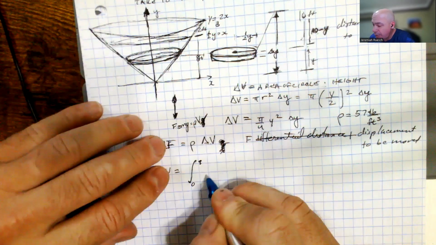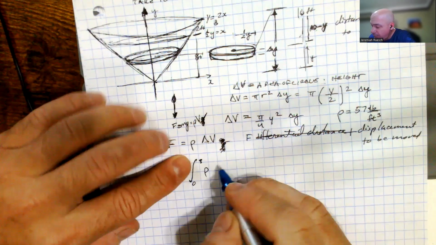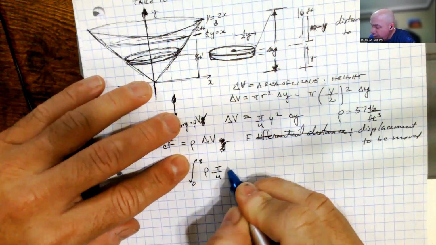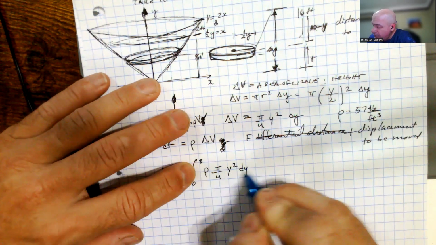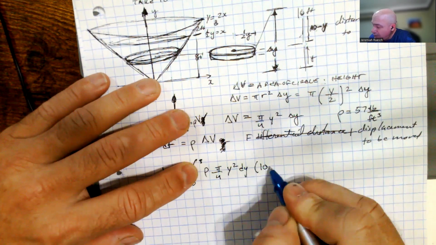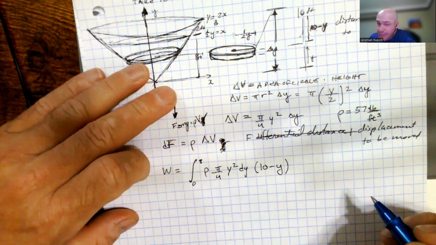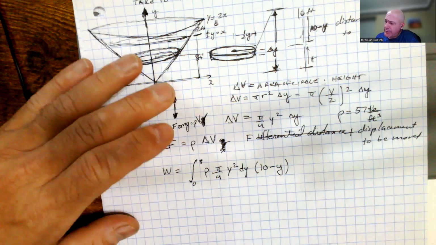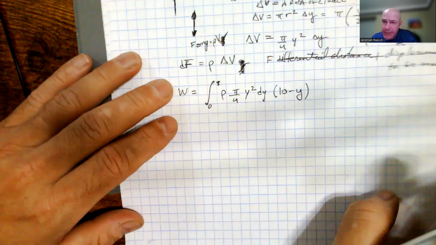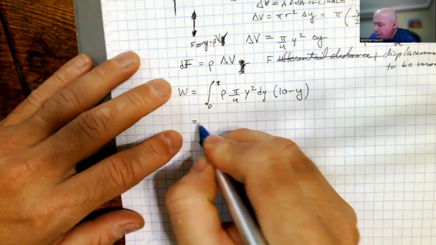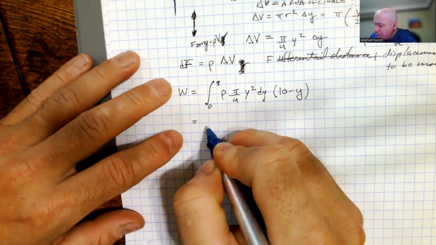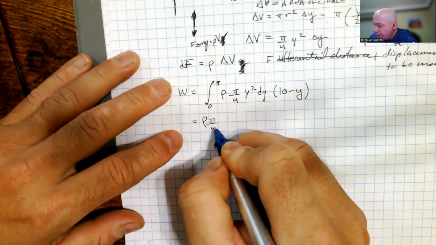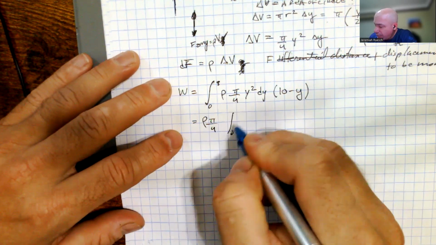Okay, so we're going to have rho. The dV was pi over 4 y squared dy. That was the differential volume. And the distance it moved was 10 minus y. So start plugging all the information in. Rho is a constant, and so is pi over 4. So we're going to have rho pi over 4, and go from 0 to 8.